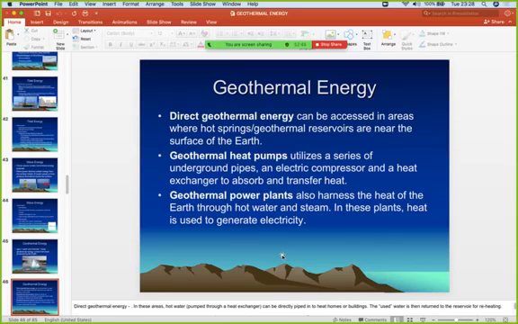The question is, are there two compressors inside the heat pump? Not necessarily, because if you operate the cooling, it produces the cooling, and at the same time it also produces the heating. That is the kind of operation that you can have for a heat pump. You have the electric compressor and a heat exchanger to absorb and transfer heat. Geothermal plants also harness the heat of the earth to produce hot water and steam. This plant's heat is used to generate electricity.